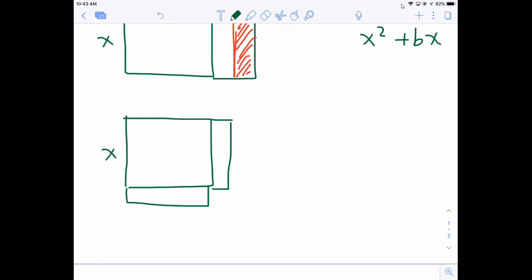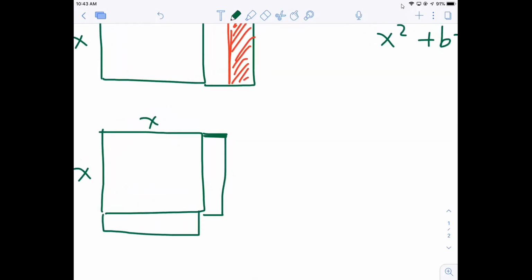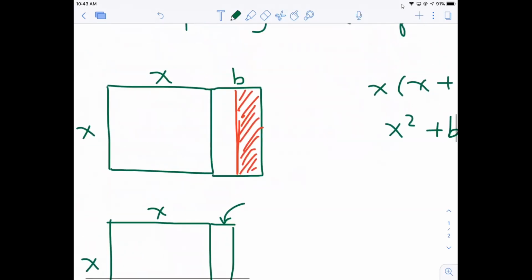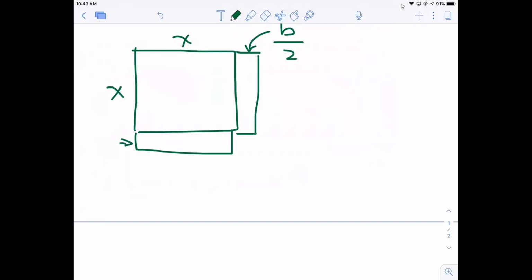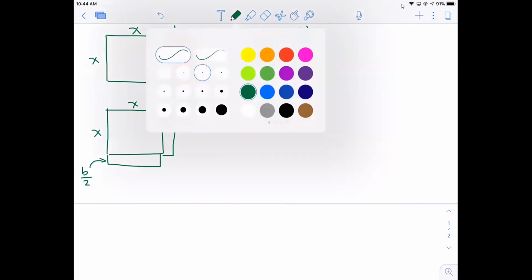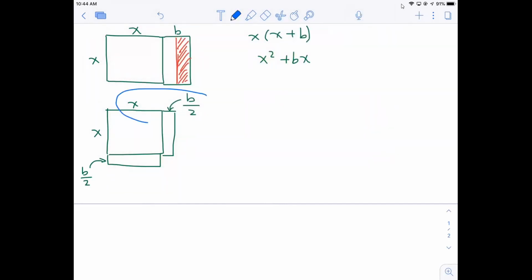So this square is still x by x, but what is the dimension of this side of the rectangle now? Well, we cut this length of b in half, so wouldn't this be a length of b over 2? And over here, this will also be b over 2. So again, we want to complete the square. Once it's a square, the area is going to be side times side, and that's going to be the same factors because it's a square, so that's going to make it a perfect square trinomial.